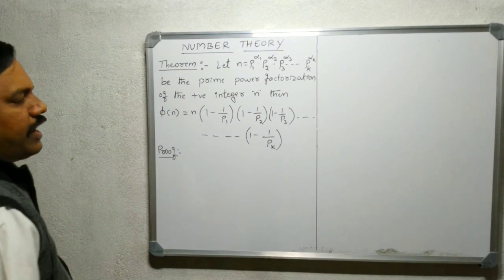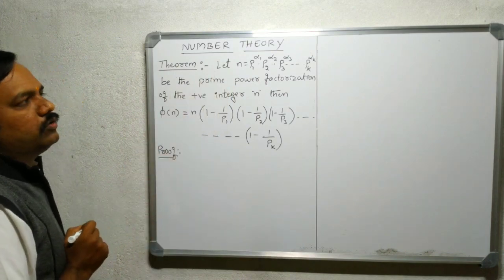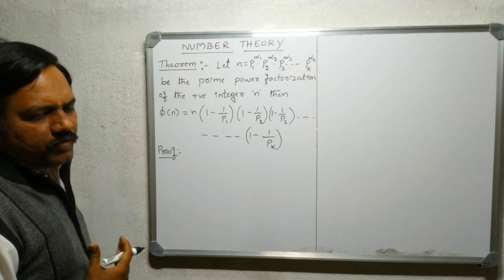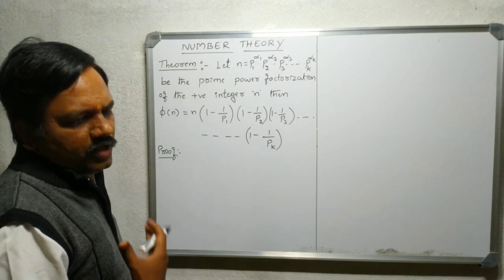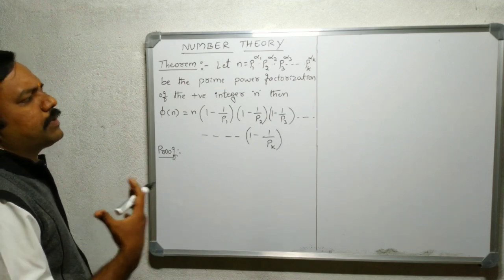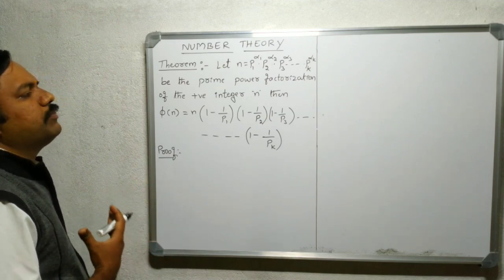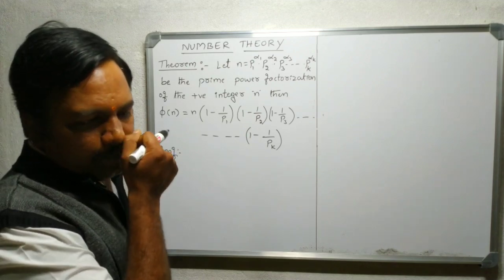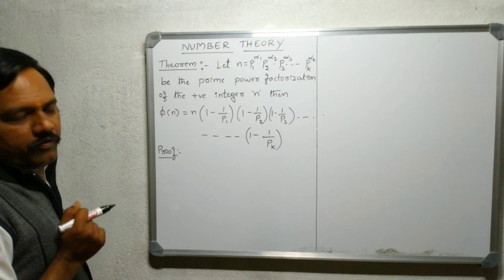So see here, let n is equal to p1 to the power of alpha 1 into p2 to the power of alpha 2 into p3 to the power of alpha 3, so on pk to the power of alpha k be the prime factorization of the positive integer n, then phi of n is equal to something. This is given, and we have to prove this here.